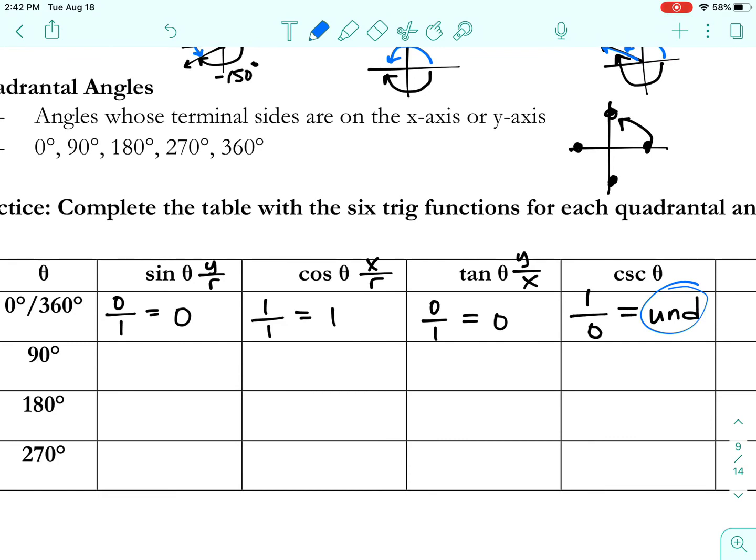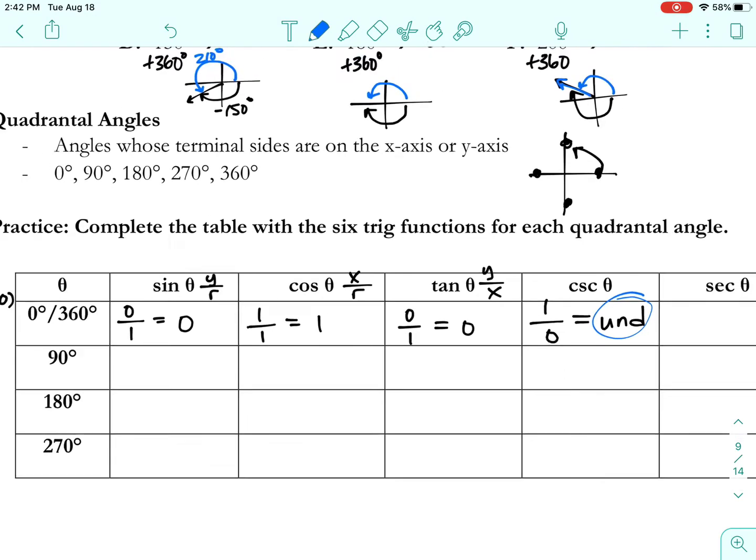You can remember the word undefined this way. Und is kind of like under. The 0 is under the fraction. The 0 is underneath. When you're first learning what undefined is, some people learn it as underfined. Get it? Because the 0 is in the bottom of the fraction. So that is how you remember undefined.